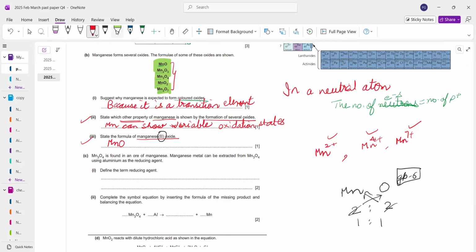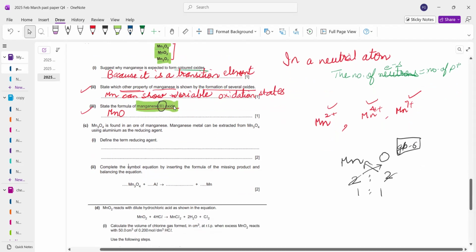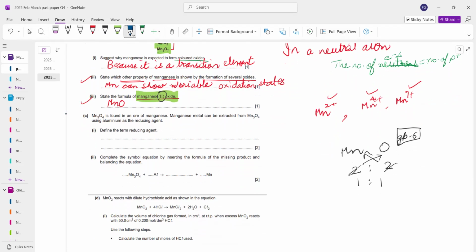Always remember that whenever they give us the name of a transition element compound, like manganese, they always mention the oxidation state in brackets because transition elements can show multiple oxidation states. So they have to specify this. The next part of the question is Mn3O4 is found in an ore of manganese.